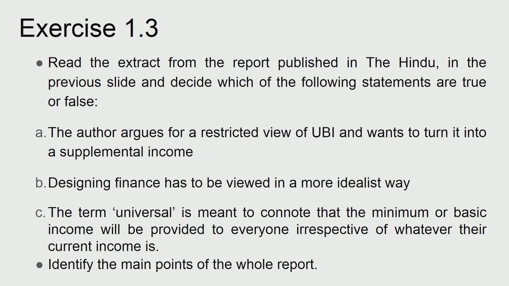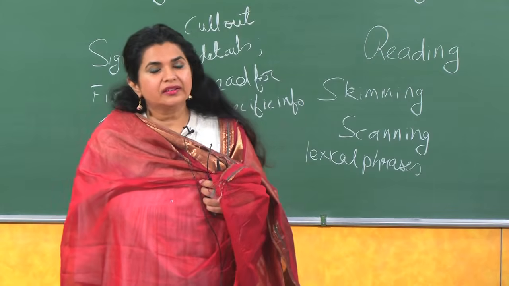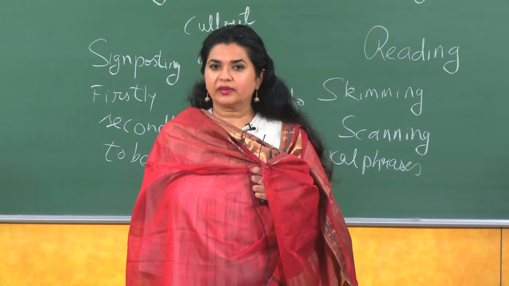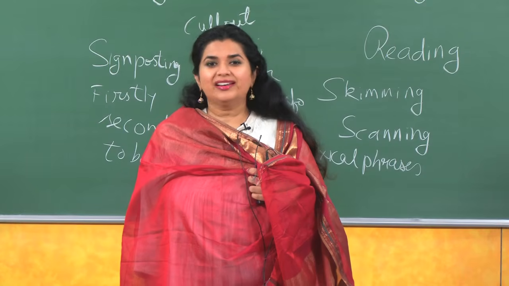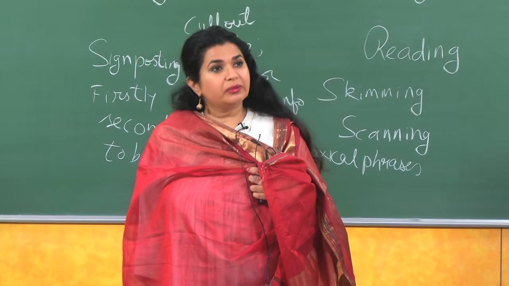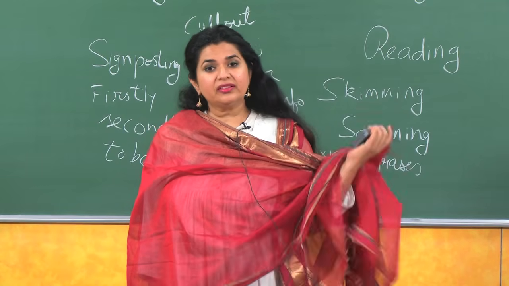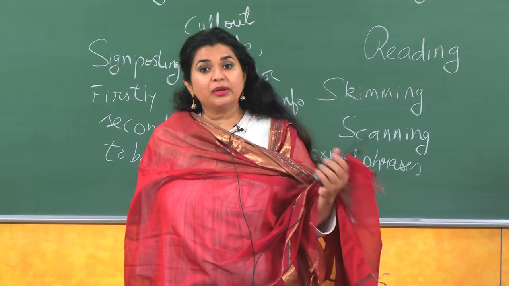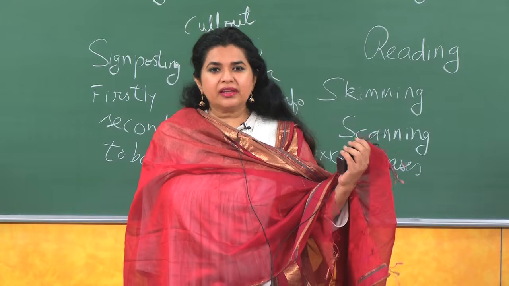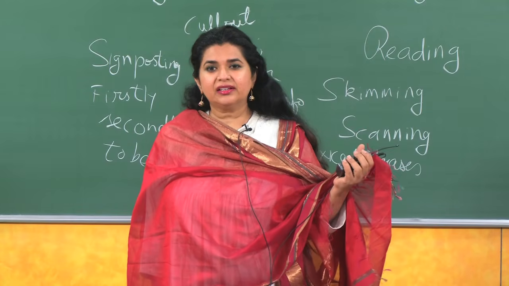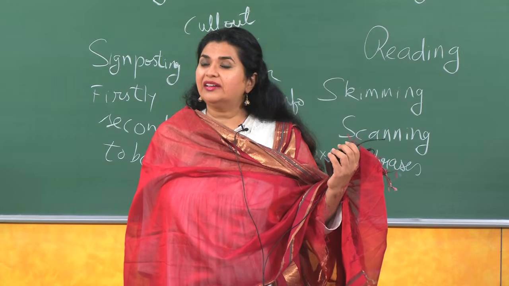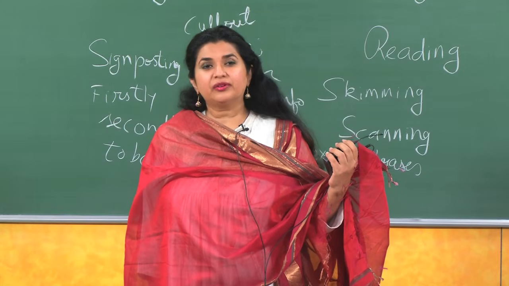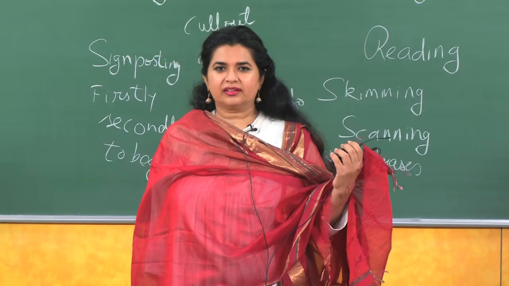So, the first answer is: both options A and C are true. It's directly identified from the article. Option B is wrong or false. The report mentions that designing finance needs to be done in a pragmatic way. Pragmatic way means dealing with things realistically and with practical considerations. It's not idealistic. Pragmatic, opposite idealistic. So therefore, options A and C are correct.